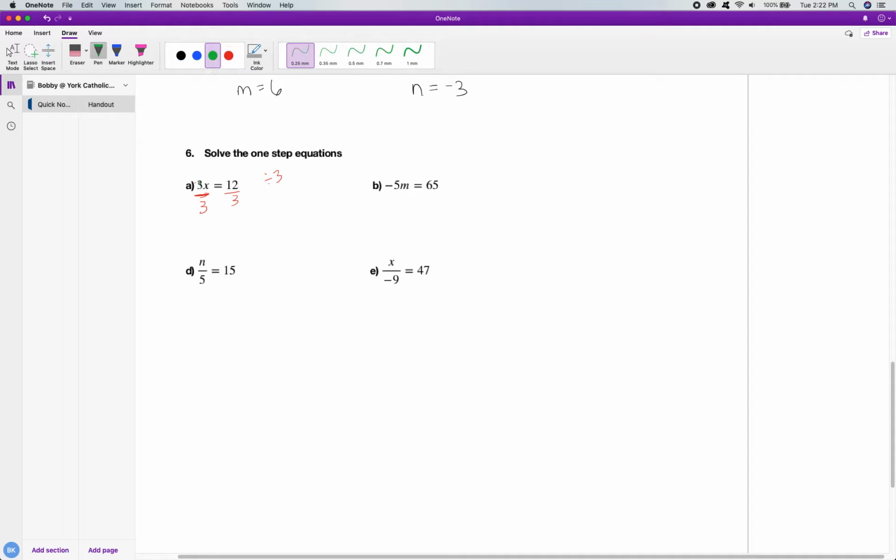Okay. Now 3 divided by 3 is 1. That's why we do it, to get rid of it. Cancels out, as they say. So I'm left with x. 12 divided by 3 is 4.